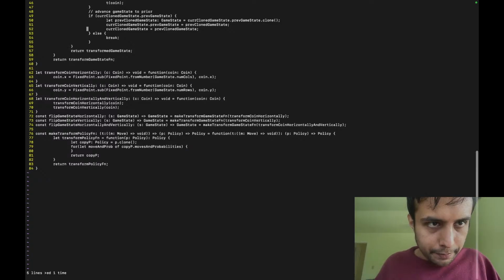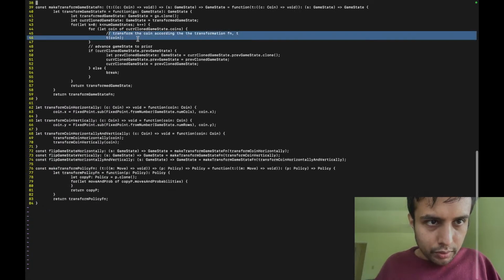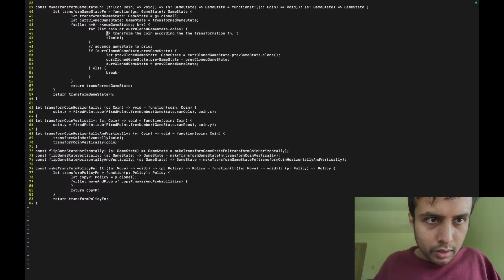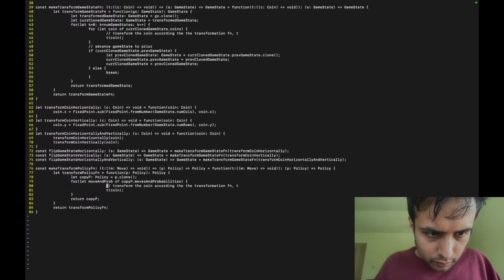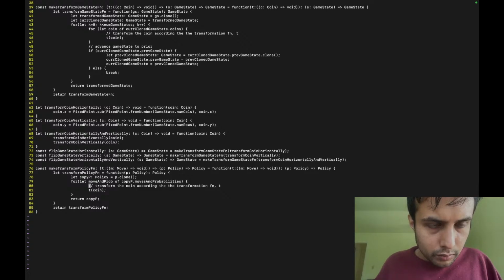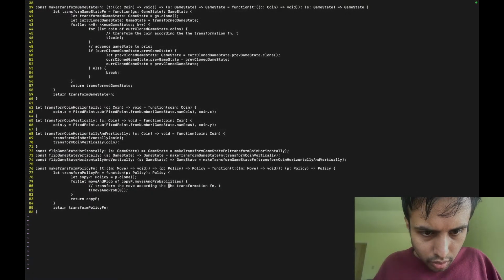So let's scroll up. Yeah, we just do this. So let's go to line 45. Copy these two lines. Oh, not T of coin, but rather T of the move, which is probability and 0 to get the move. Transform the move according to the transformation function T. Great.